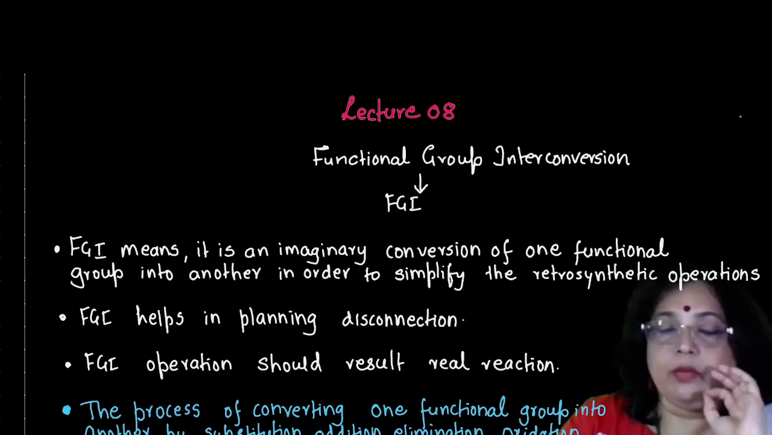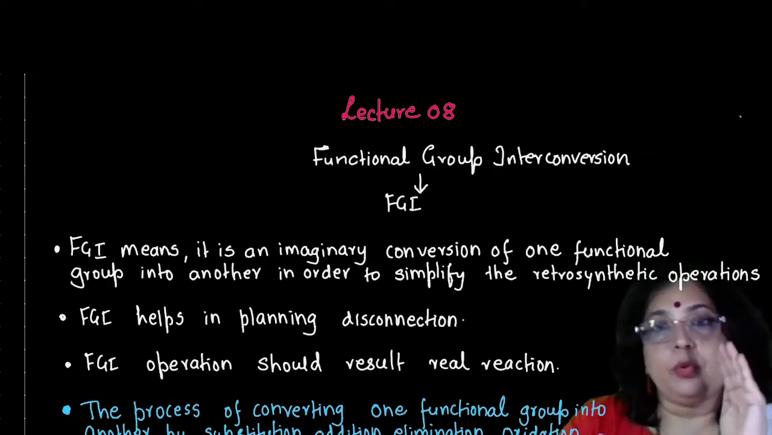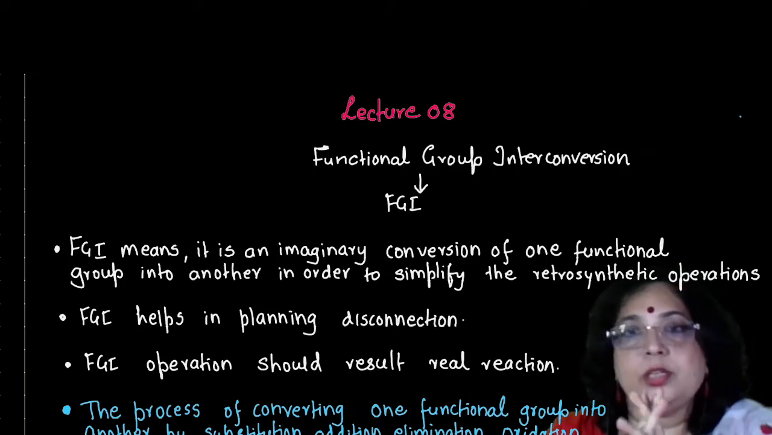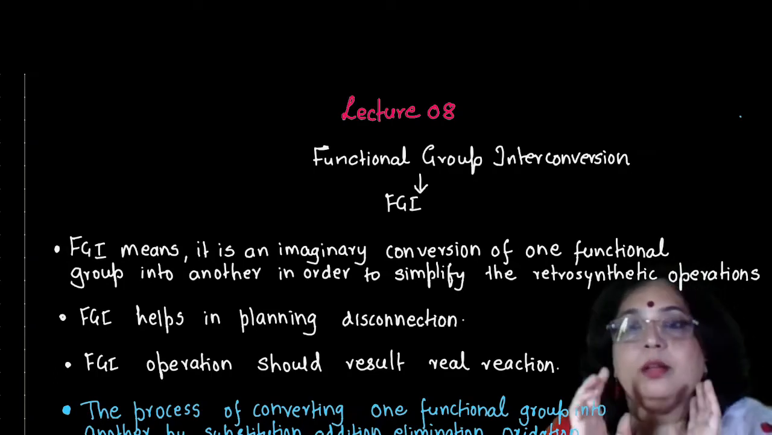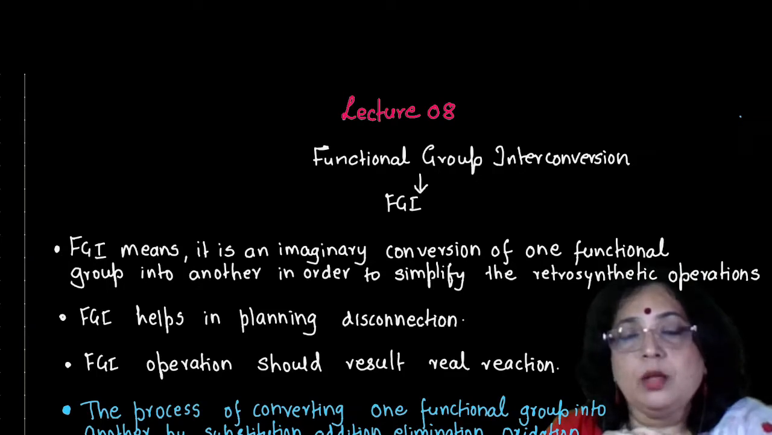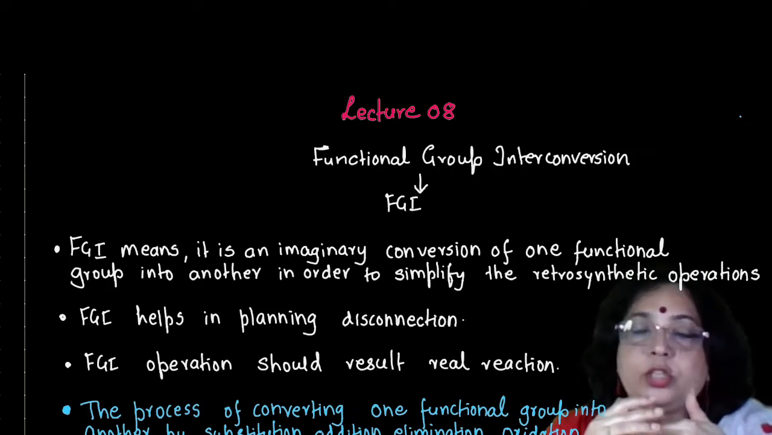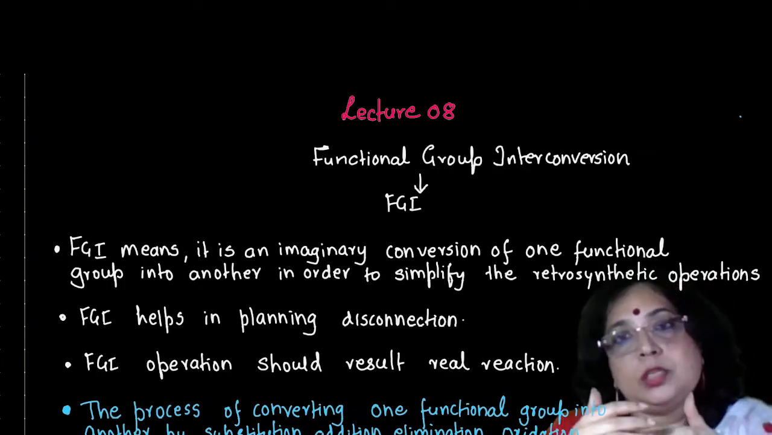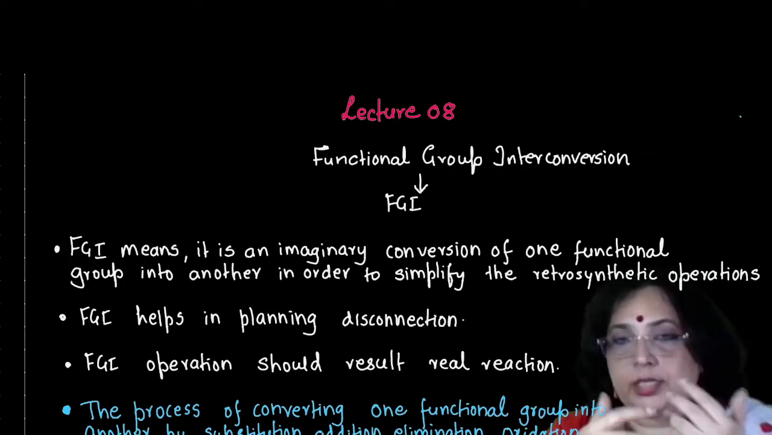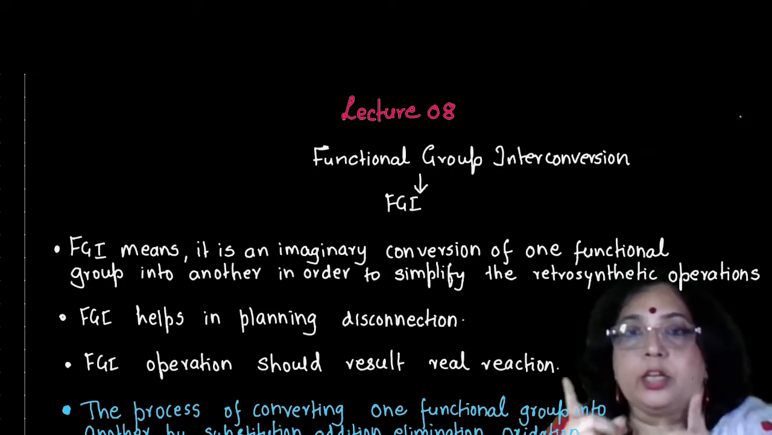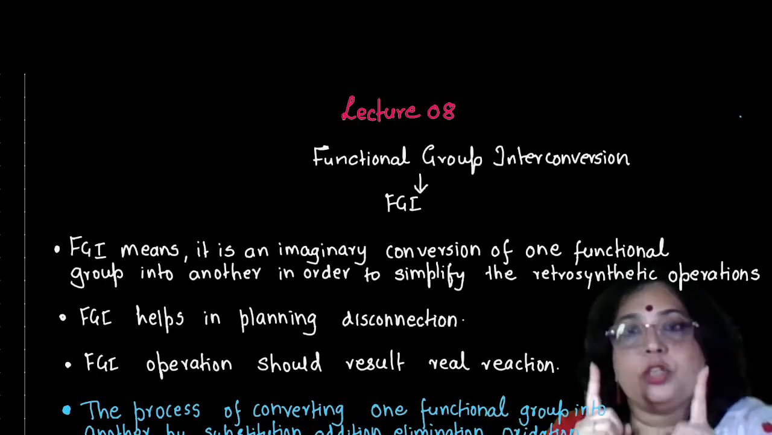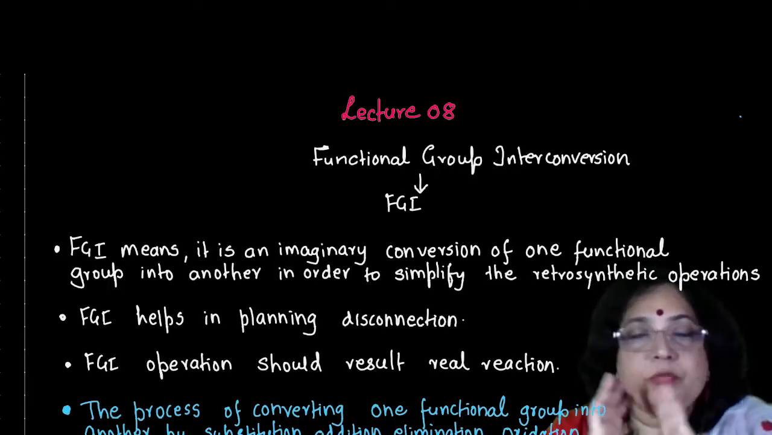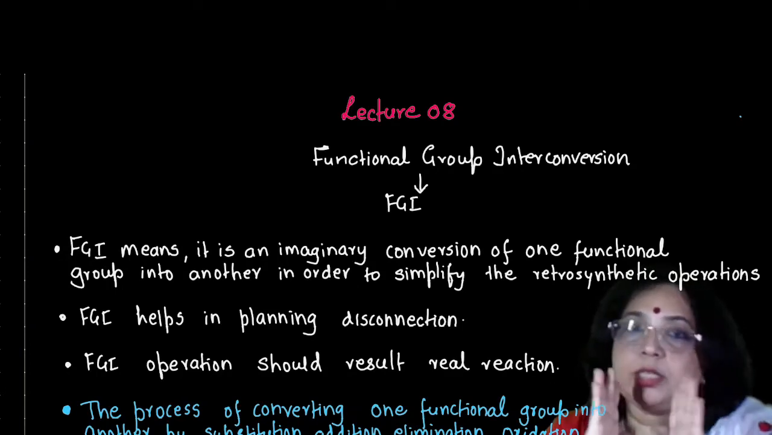In the last lecture, I already explained that the disconnection approach is an imaginary approach and the FGI operation is always a real approach. Meaning if you want to convert NH2 into NO2, COCl into COOH, or an acetyl group into acetic acid, there should be a proper reagent and the reaction should be real. We cannot consider this conversion as an imaginary conversion.